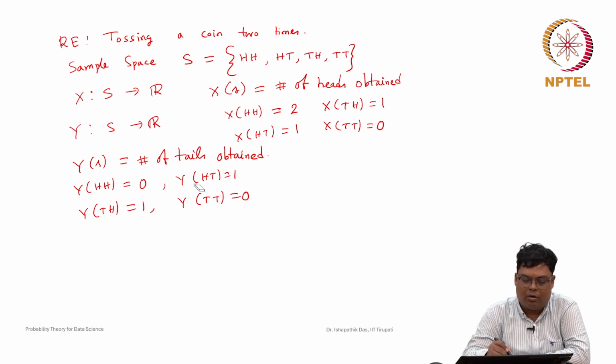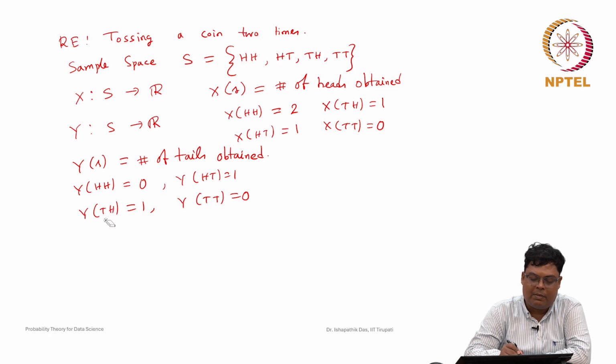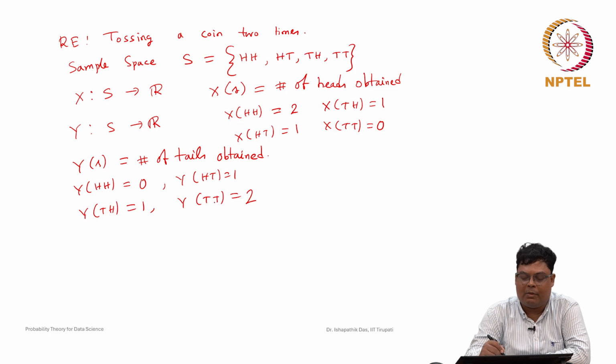For HT, the number of tails is 1, that is why 1. For TH, the number of tails is 1, that is why 1. For TT, the number of tails obtained is 2. So, this is actually the opposite of X; here we have to consider the number of tails for this random variable. So, 2 random variables we consider.